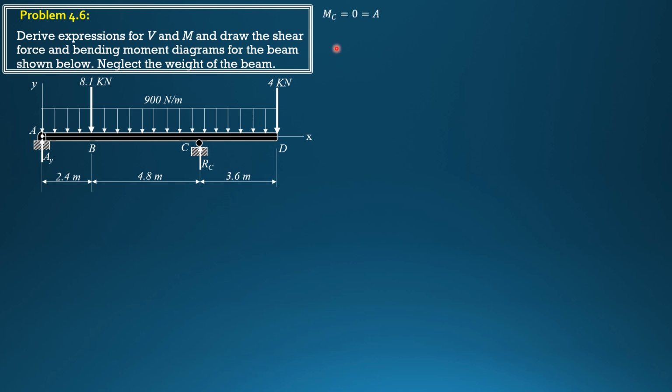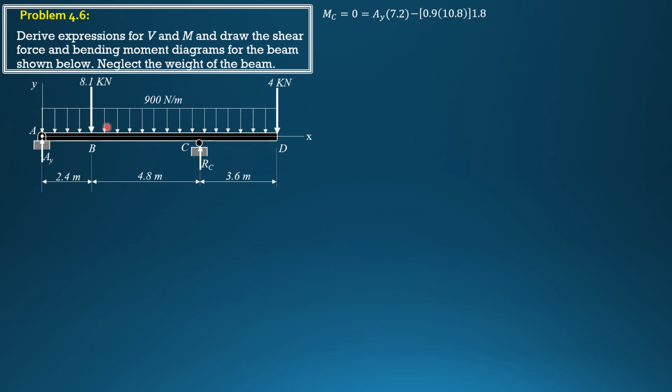Summation of moment about C is 0, so we have AY times 7.2 minus 0.9 kilonewton per meter. Let's make it consistent. Times 10.8, the total length of the uniform load. Then the distance of the centroid from the right is 5.4. 5.4 minus 3.6 is 1.8. That's why the moment arm is 1.8. The centroid is here, 5.4 from D, but 1.8 from C, where 1.8 is 5.4 minus 3.6.